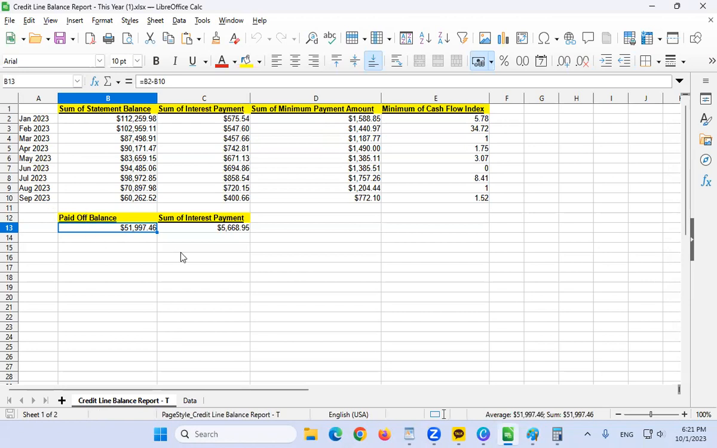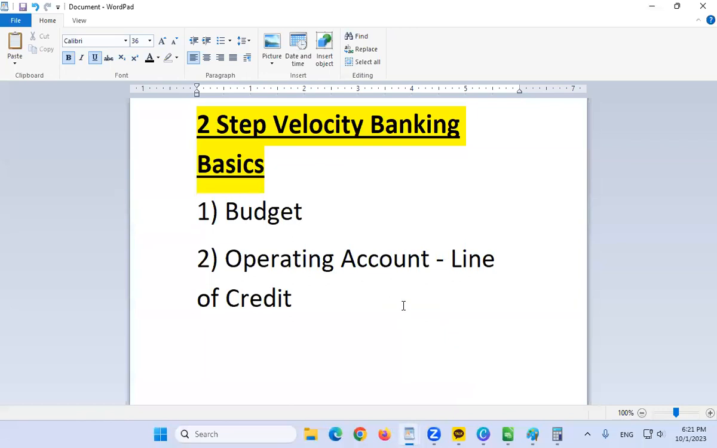So just to give you a little bit of my credentials here. Okay, so now let's go to how we would do velocity banking. There's really only two steps to it. It's really simple. This is a newbie review. If you know the strategy and you just need a little bit of practice to get started, all you have to do is two things.